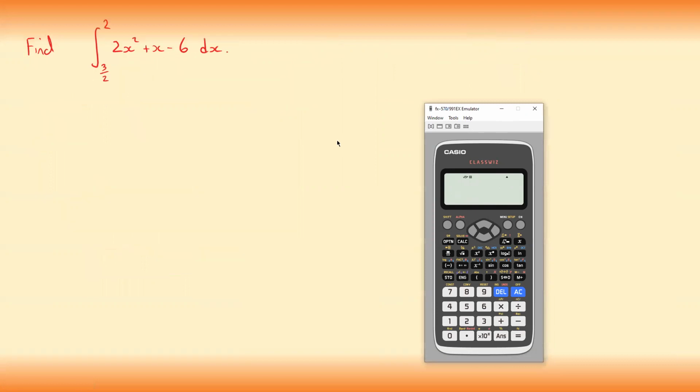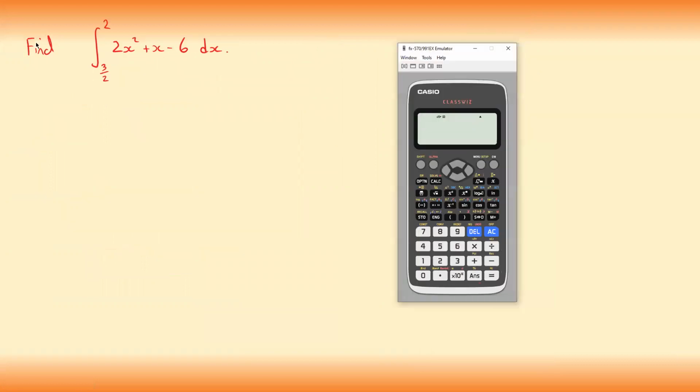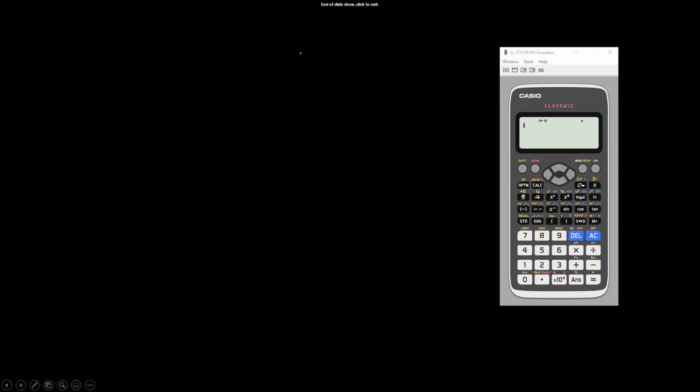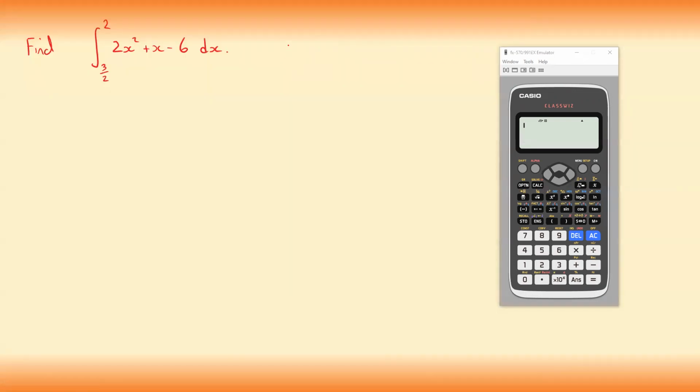Next up, integrals. So finding the integral with respect to x. The first thing you want to do here is to sketch this just to make sure that it's all above or below. So when actually doing these, please make sure you sketch these, because your calculator won't know if you're doing above or below the x-axis. Remember, if it's below the x-axis, it's going to give a negative.